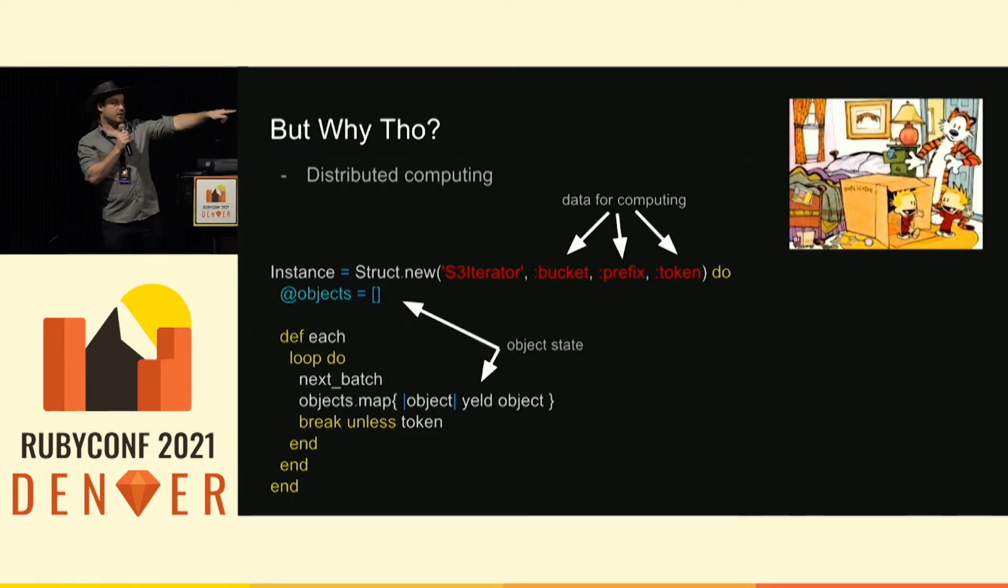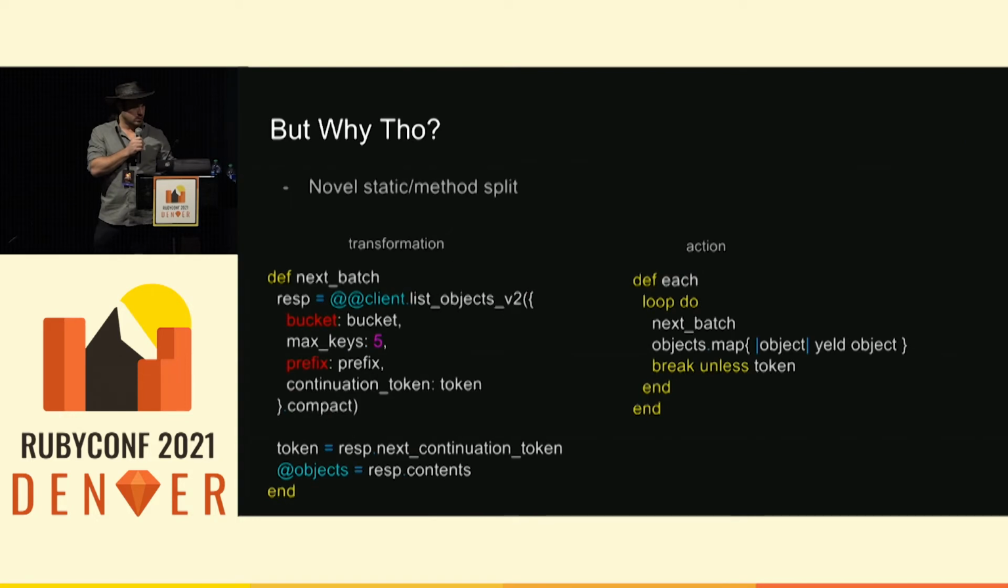Right, so the struct, between the bucket, the prefix, and the continuation token for the pagination, that's all the information that we need to actually do the computation. But independent of that is the state of the iterator. And because I've got them separated, it's really easy to hand that around and get along with my clones.